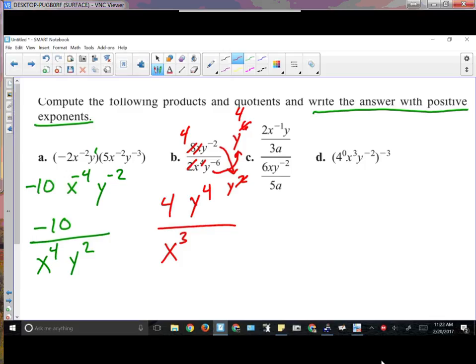It is a lot easier dealing with positive exponents than it is with the negative exponents. So if you want to, change them out, switch them around. You know what the rule is. There is nothing left to cancel, so we are done.